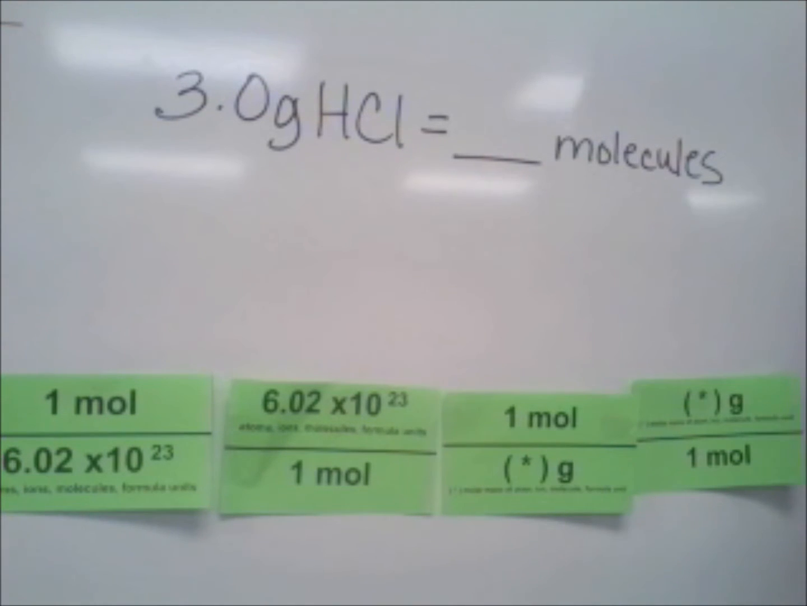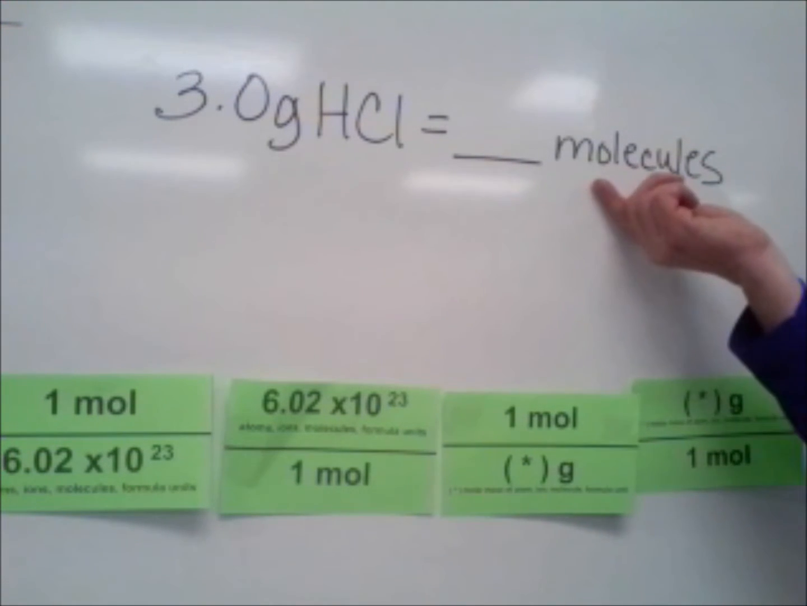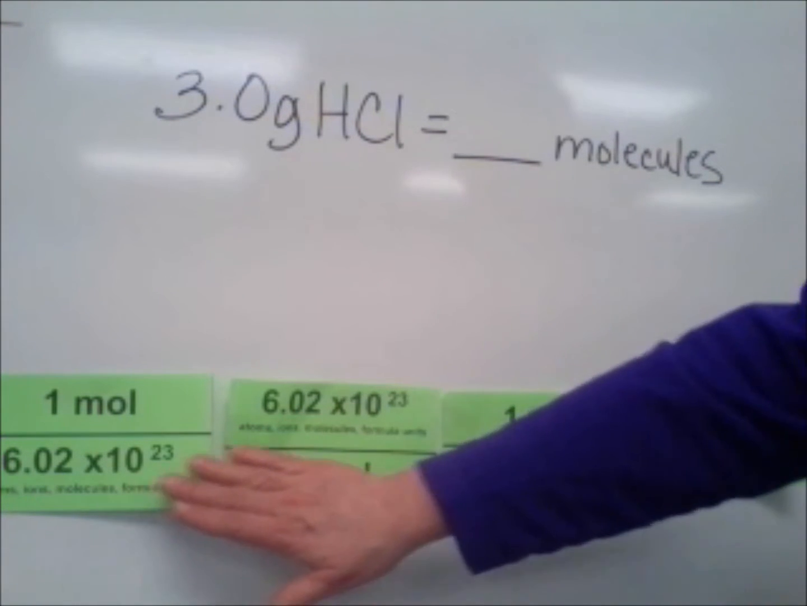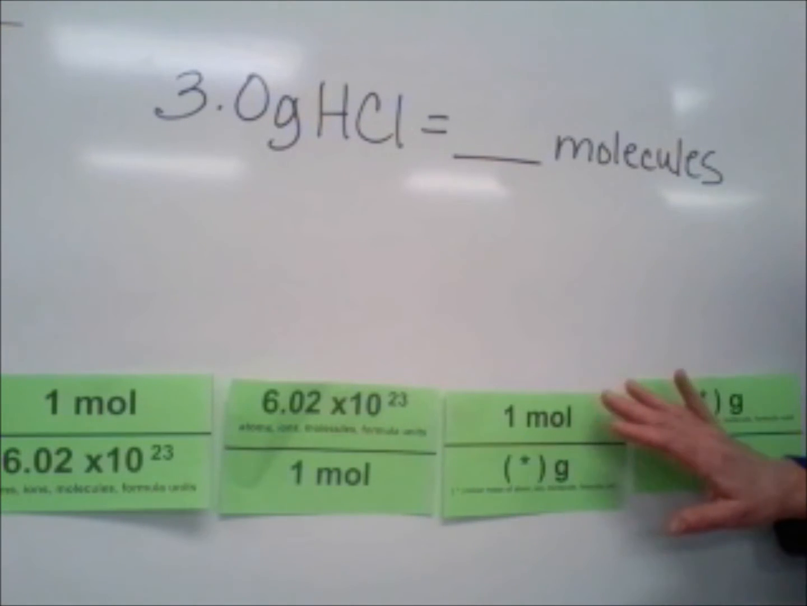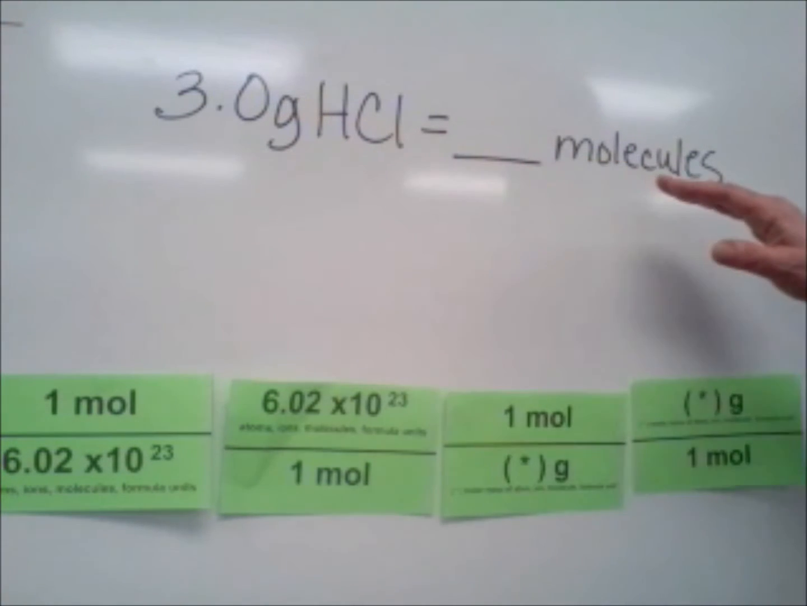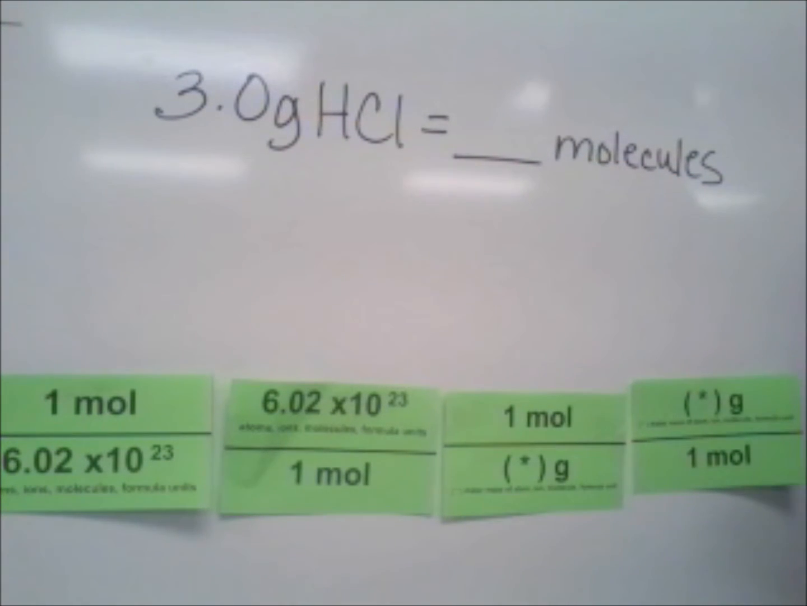The third problem that we're going to do is take 3.0 grams of HCl, hydrochloric acid, and we're going to find out how many molecules it is. Hydrochloric acid is a covalently bonded compound, so its representative particle is going to be in molecules. But if you look at the conversion factors that we have available to us, you will note that we don't have a conversion factor that takes us from grams directly into molecules. So we're going to have to set this problem up just slightly different. We're actually going to have to use two conversion factors to get to our answer.